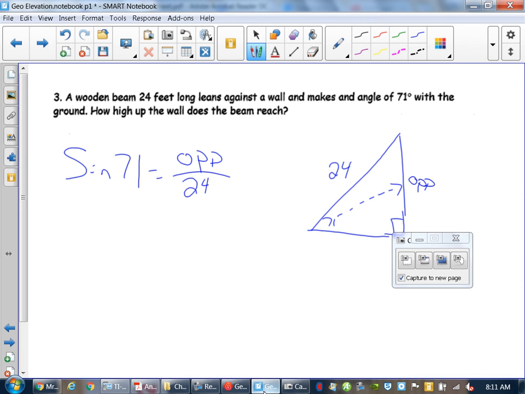Going through there, what are you going to do? 24 times the sine of 71. There you go. And that's the idea. It's a steep climb up a ladder if you think about it. It's rounded to 22.7. Yeah, it is. You want to keep consistent with two decimals. It's 71, not 74. It's 71. Yeah.